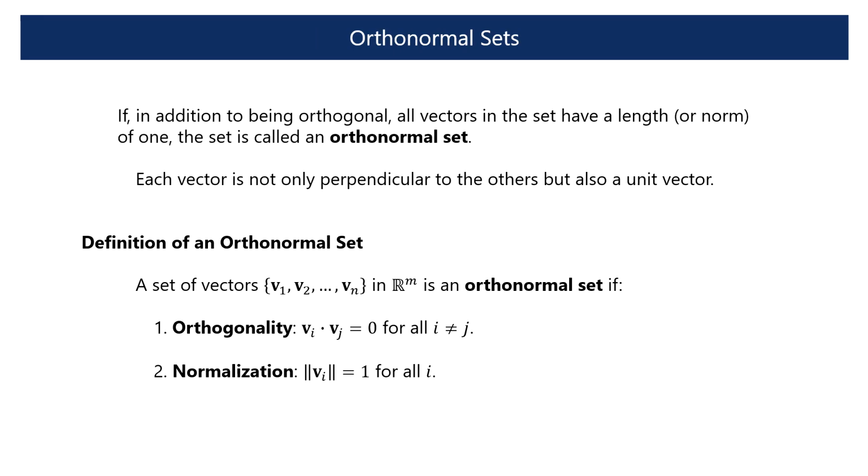In addition to being orthogonal, if all vectors in the set have a length of 1, the set is called an orthonormal set. This means that each vector is not only perpendicular to the others, but also a unit vector.